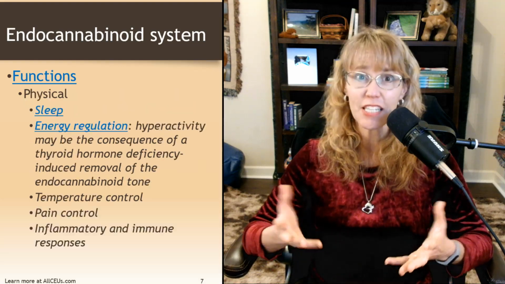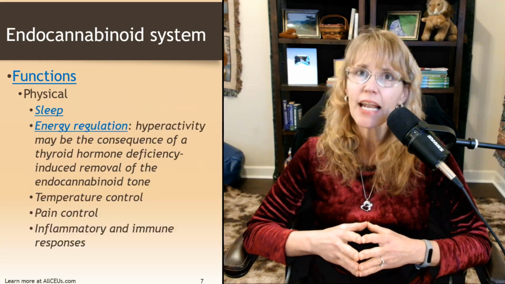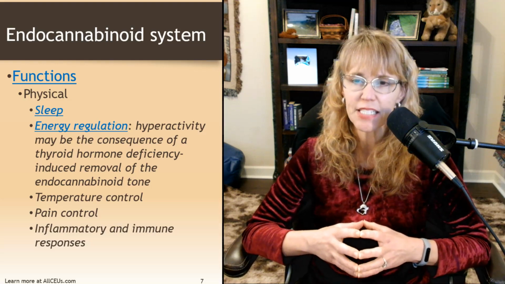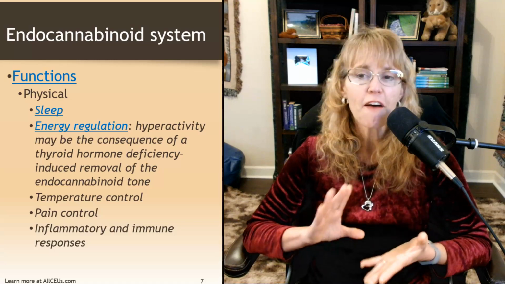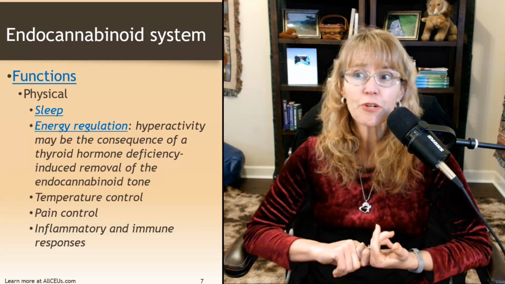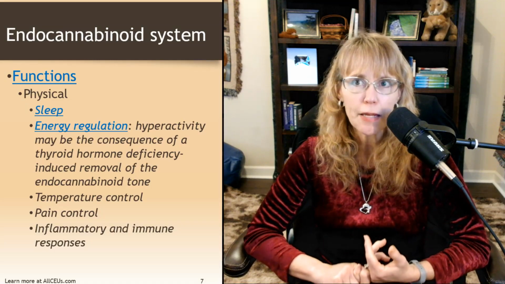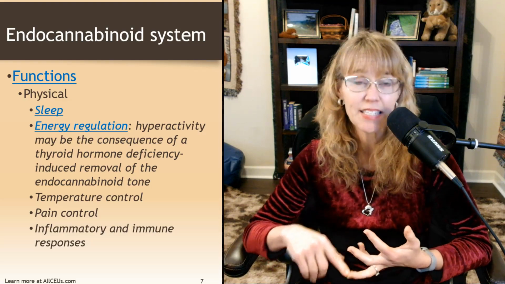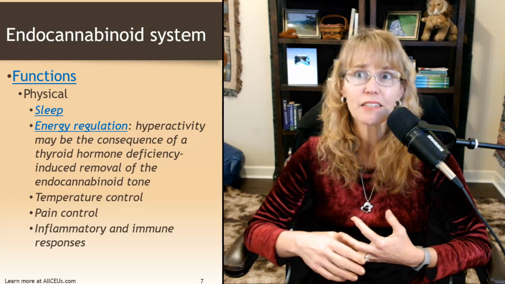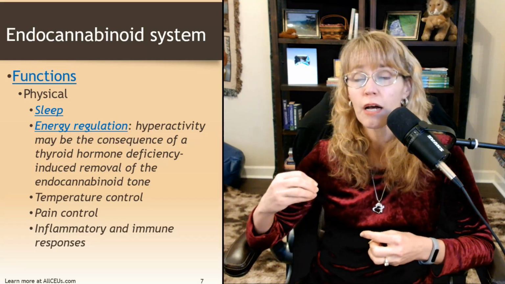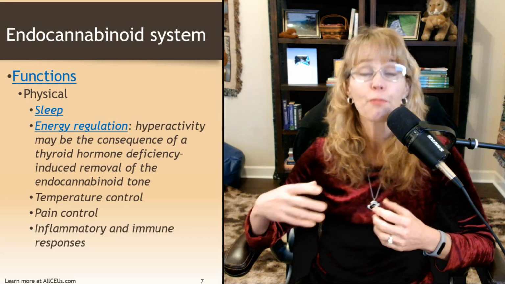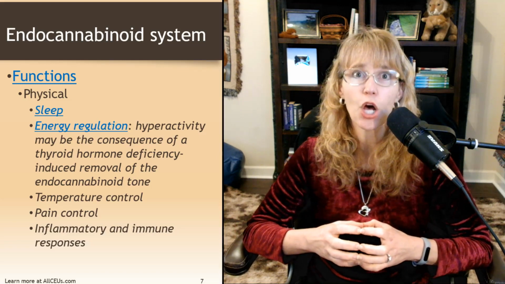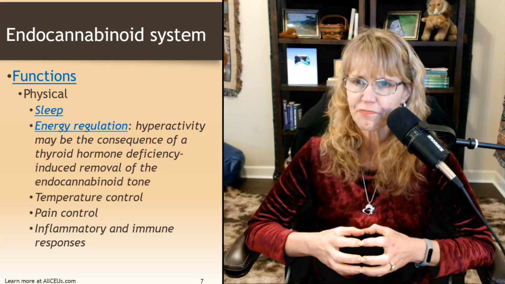The functions of the endocannabinoid system, and I'm going to go into these in more detail as we go through this series, but basically, physically, the endocannabinoid system is involved in sleep. It helps with people getting to sleep and sleep maintenance, but it also can disrupt sleep in the wrong proportions, if you will, if the endocannabinoid system is overwhelmed, for example.